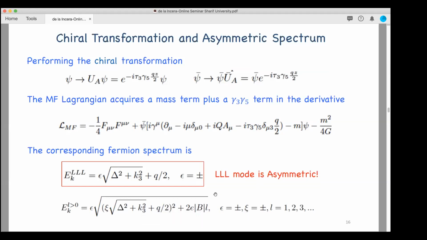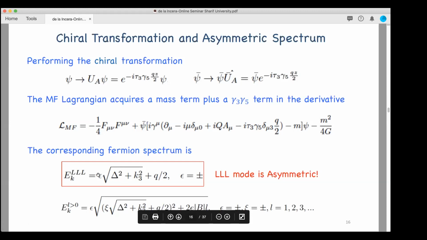So what do I mean by that? Well, higher Landau level particles have a spectrum that is symmetric. What do I mean? That you have a plus and minus energy, so the particle and the antiparticle, but that is for higher Landau levels. For the lowest Landau level, that's not the case.